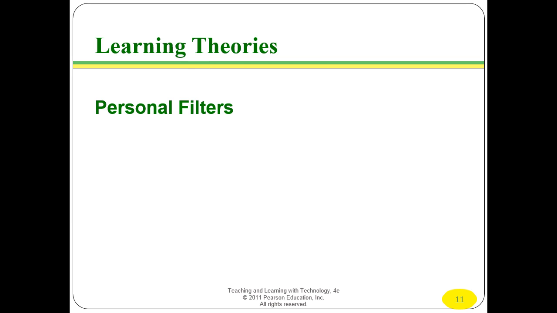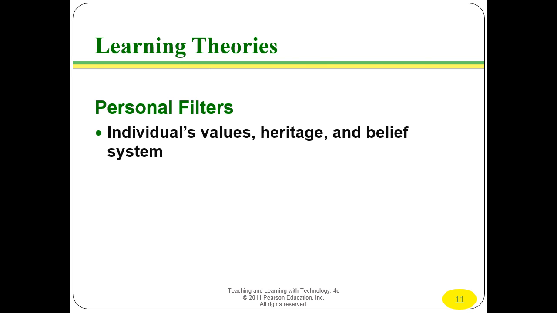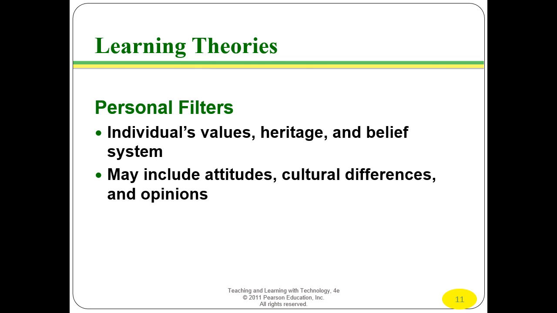The third point is personal filters. An individual's values, heritage, and belief system can serve as a filter to information. These will certainly include the attitudes, cultural differences, and opinions that many people have. Let's face it, whenever you and I travel abroad in other countries, they have a whole different view of how things should and should not be compared to here in the good old USA.